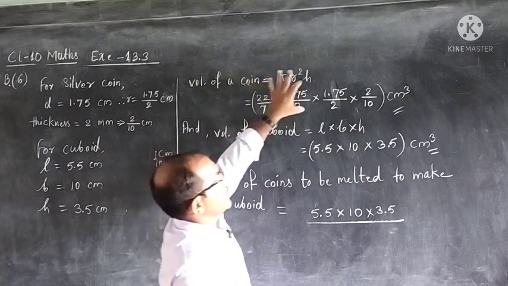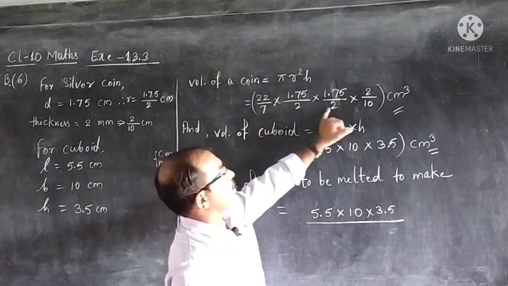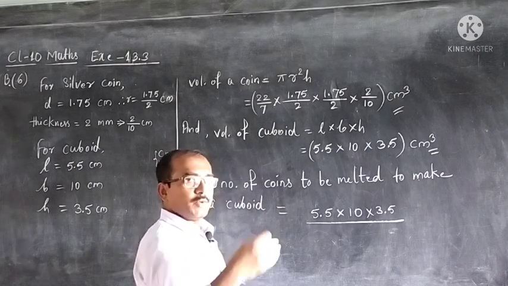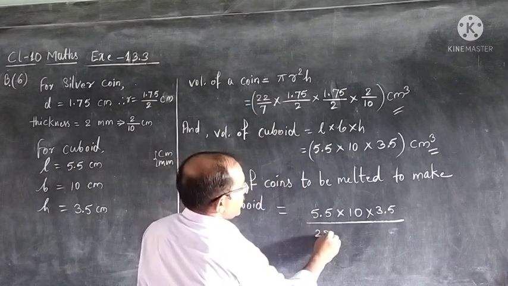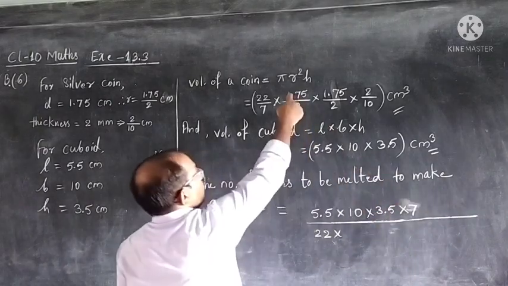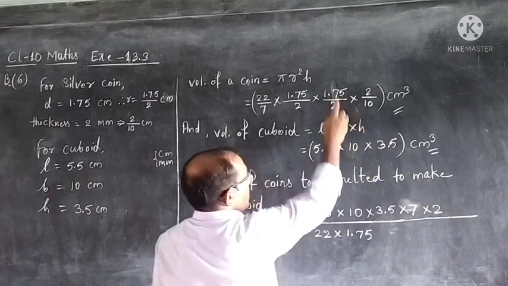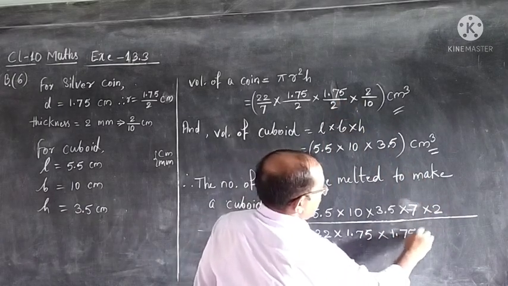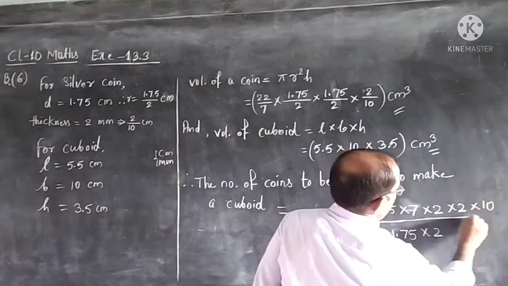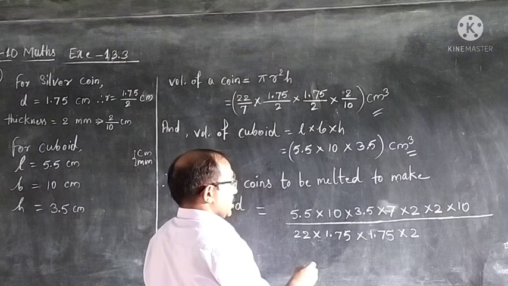Look at here, these all are fractions. So, all the numerators will remain here in the denominator and all the denominators will go up in the numerator. When we are dividing, it will just turn, numerator will become denominator, denominator will become numerator. So, 22 will remain here, 7 will go up, 1.75 will remain here, 2 will go up in the numerator. Same thing, 1.75 will come here, 2 will be in the numerator. 2 will remain here, 10 will go up. So many numbers are here, we should not get puzzled. Slowly we will cut and we will get the correct number of coins.